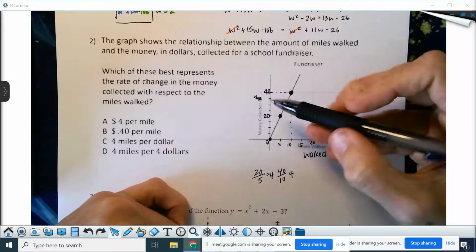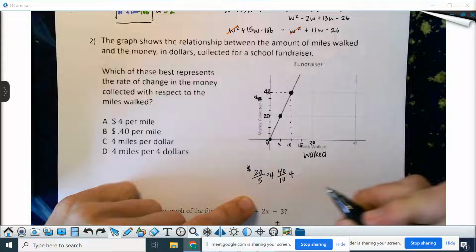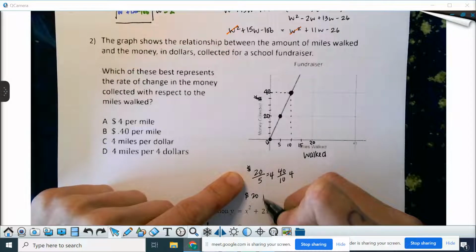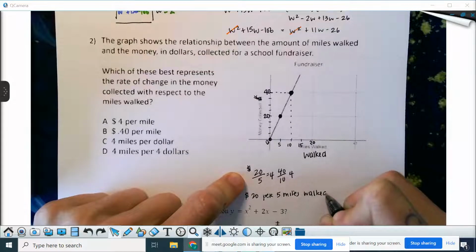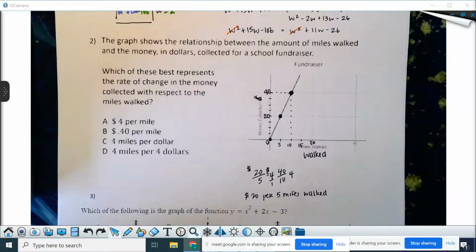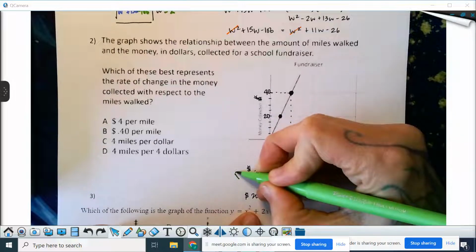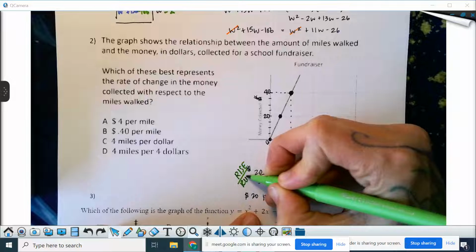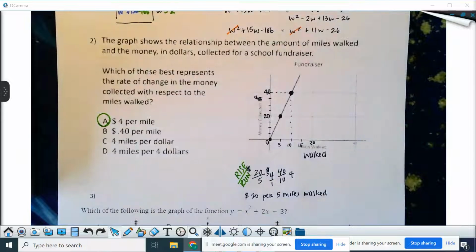So it looks like this is money collected per 5 miles walked. So $20 per 5 miles walked. But when it's reduced, it's $4 per 1 mile walked. So $4 per mile walked. And that's again making sure that you know that it's a Y over X, so rise over run. And then just reduced. So $4 per mile. Yep, good job. Good job, good job.